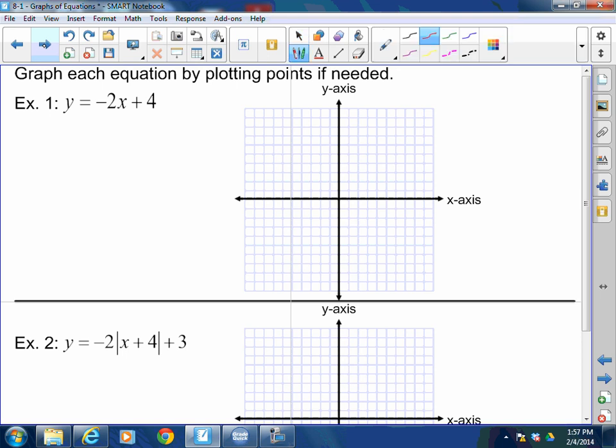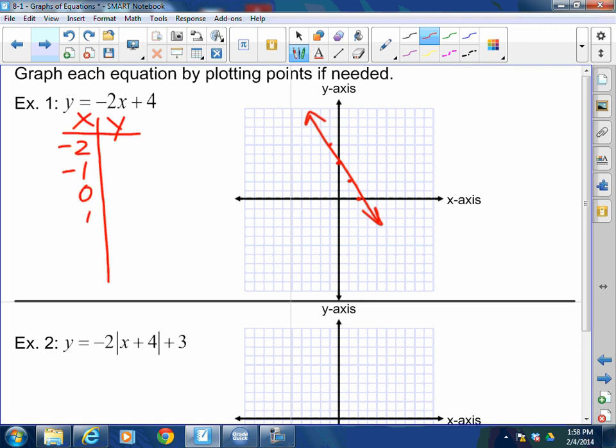What do we do first? Y-intercept 1, 2, 3, 4. Down 1, 2 over 1. Down 1, 2 over 1. Backwards, up 1, 2 over 1. Bam.